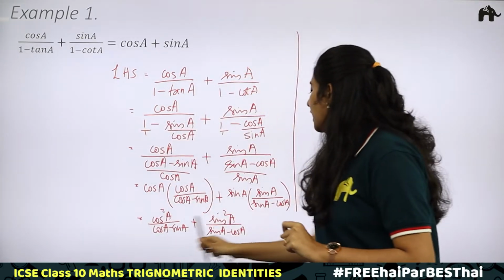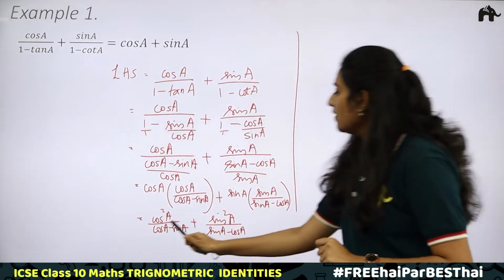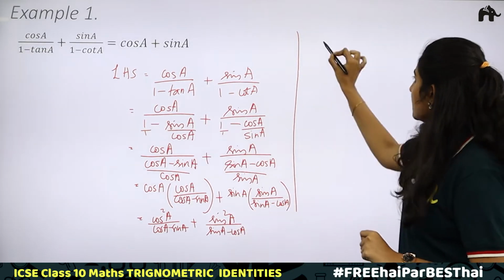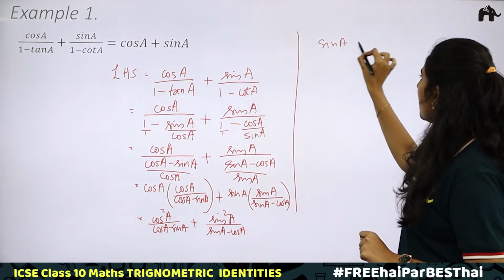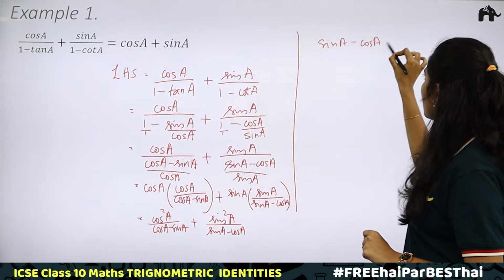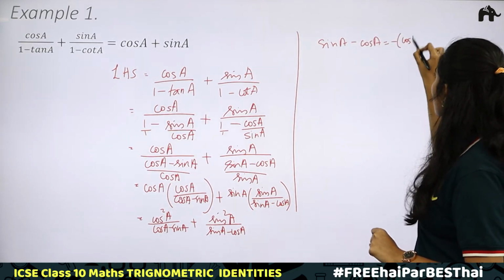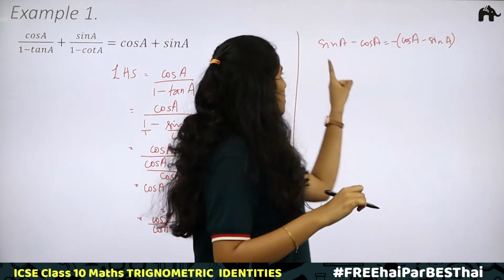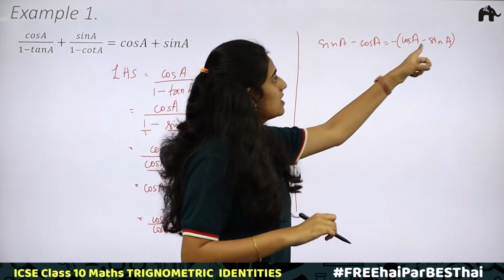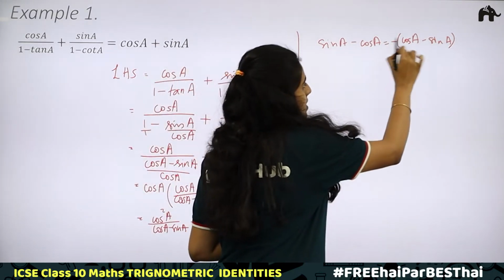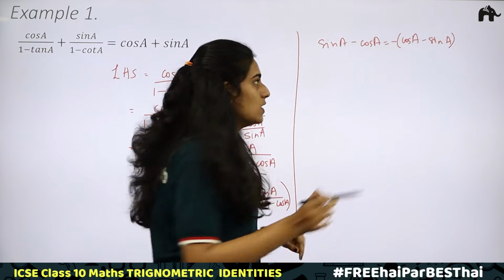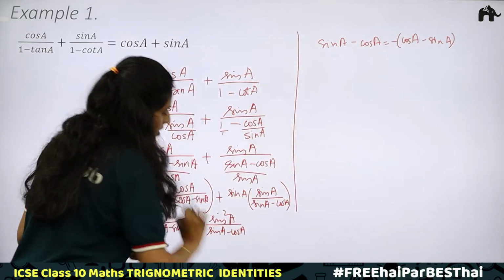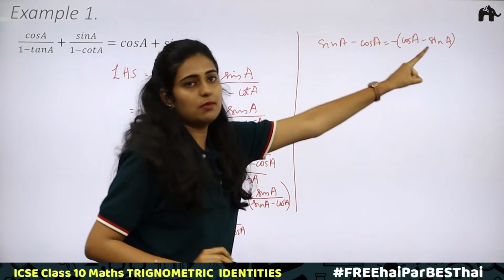Now, making the common denominator, here we have cos A minus sin A. Here it is sin A minus cos A. Sin A minus cos A can be written as minus of cos A minus sin A. Okay, sin A minus cos A is minus of cos A minus sin A. Minus of minus becomes plus, which is sin A minus cos A. Here we are going to change this denominator into minus of cos A minus sin A.